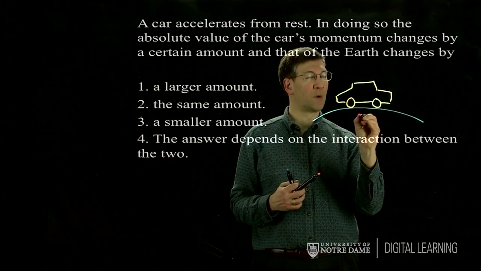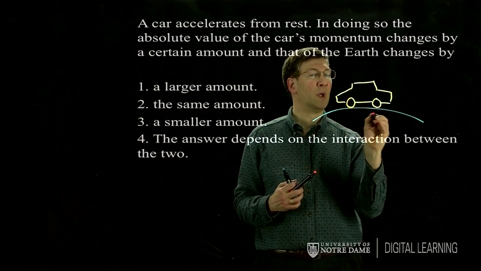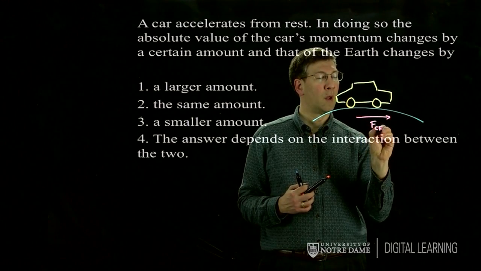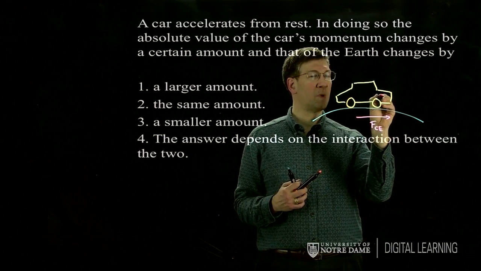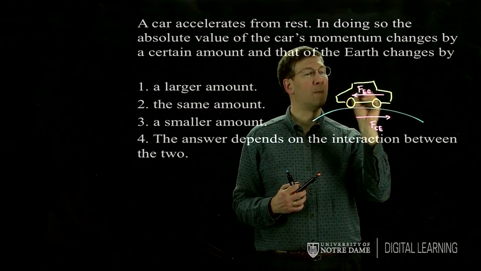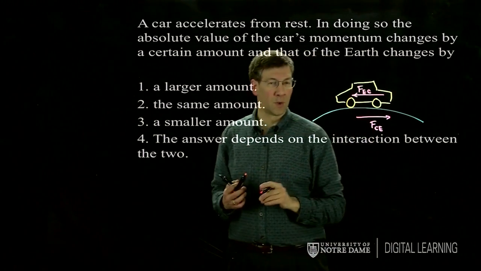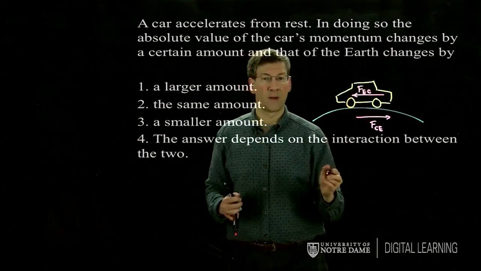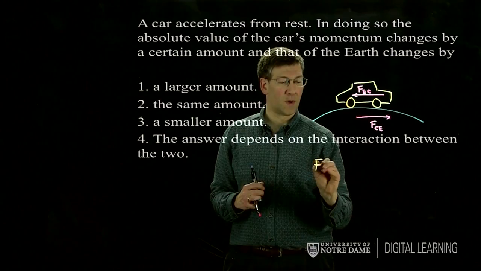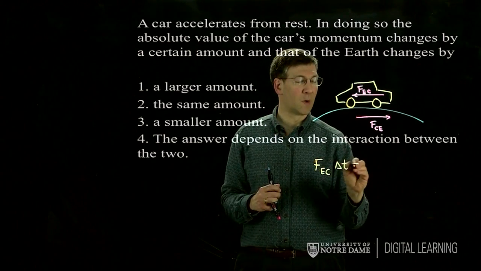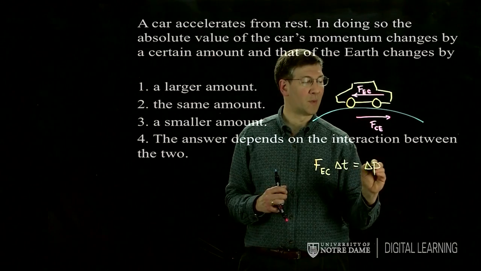This is just like the locomotives question in the previous module. So the force of the car on the Earth is equal and opposite to the force of the Earth on the car. And so this leads us back to impulse. So we know that the force of the Earth on the car times the change in time is going to equal the change in momentum of the car.